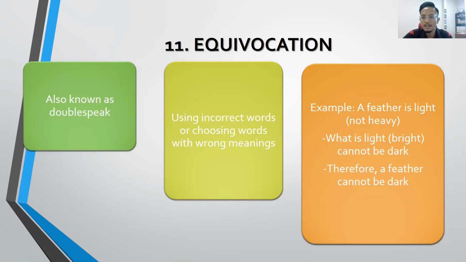So if you look at the example, feather is light. Light can be cerah, bright. It also can be heavy, berat ataupun dan sebagainya. What is light? So kat situlah contoh-contoh equivocation. So equivocation can be known as a double meaning word or double speak. Please don't use double meaning words or something else lah ya.